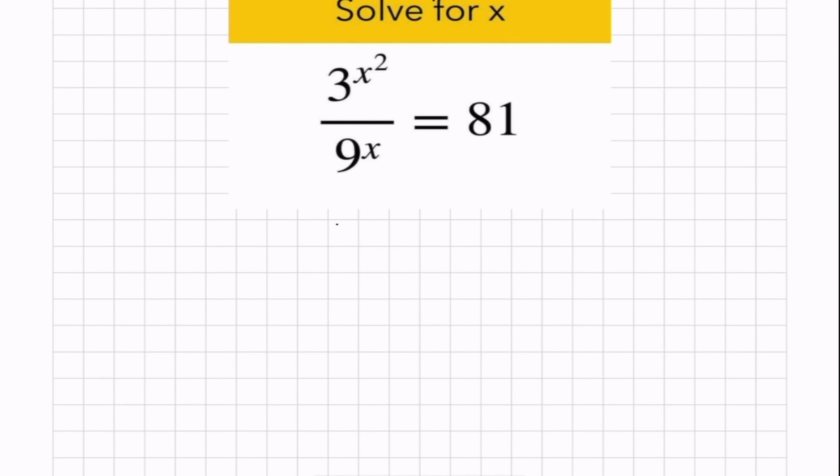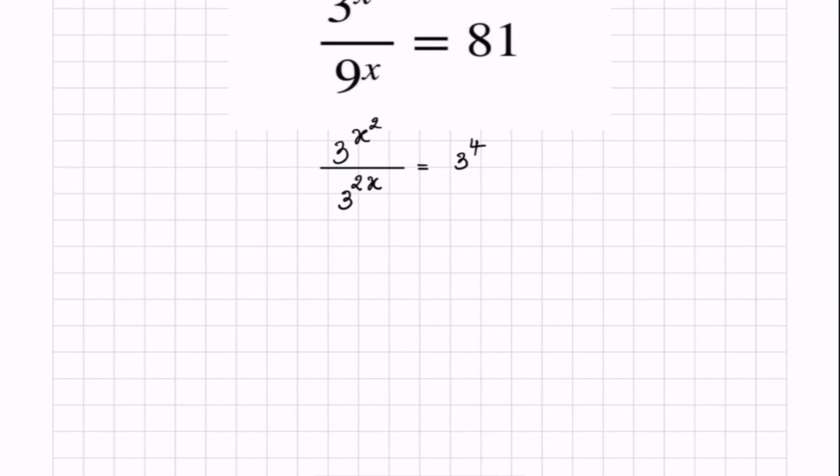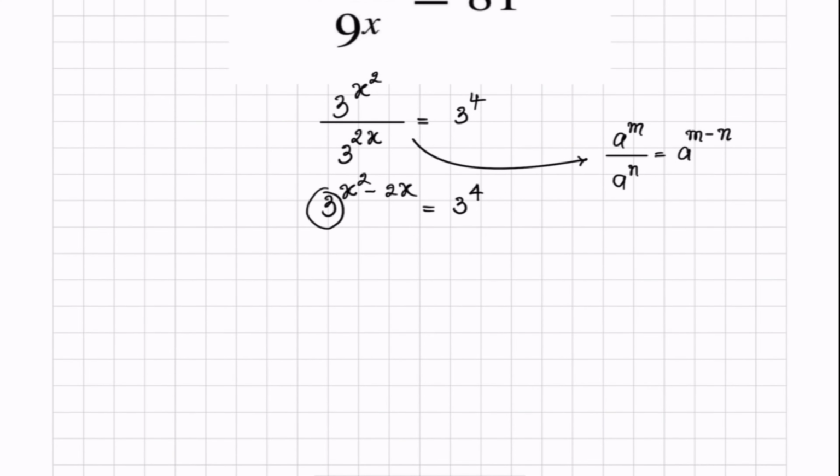So we got 3 to the power of x raised to square here, and then we got 9 could be written as 3 square. So that would be 3 to the power of 2x equal to 81, which is equal to 3 to the power of 4. And by using the formula, we have a to the power of m over a to the power of n, which is equal to a to the power of m minus n. And then we will get 3 to the power of x square minus 2x equal to 3 to the power of 4. So now we got the same base here.